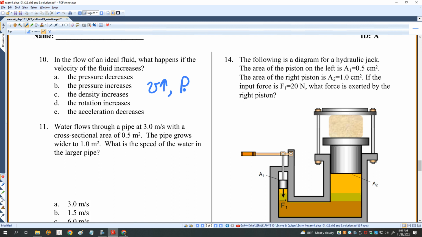In the flow of an ideal fluid, what happens if the velocity of the fluid increases? As the velocity goes up, the pressure goes down. That's from Bernoulli's principle.